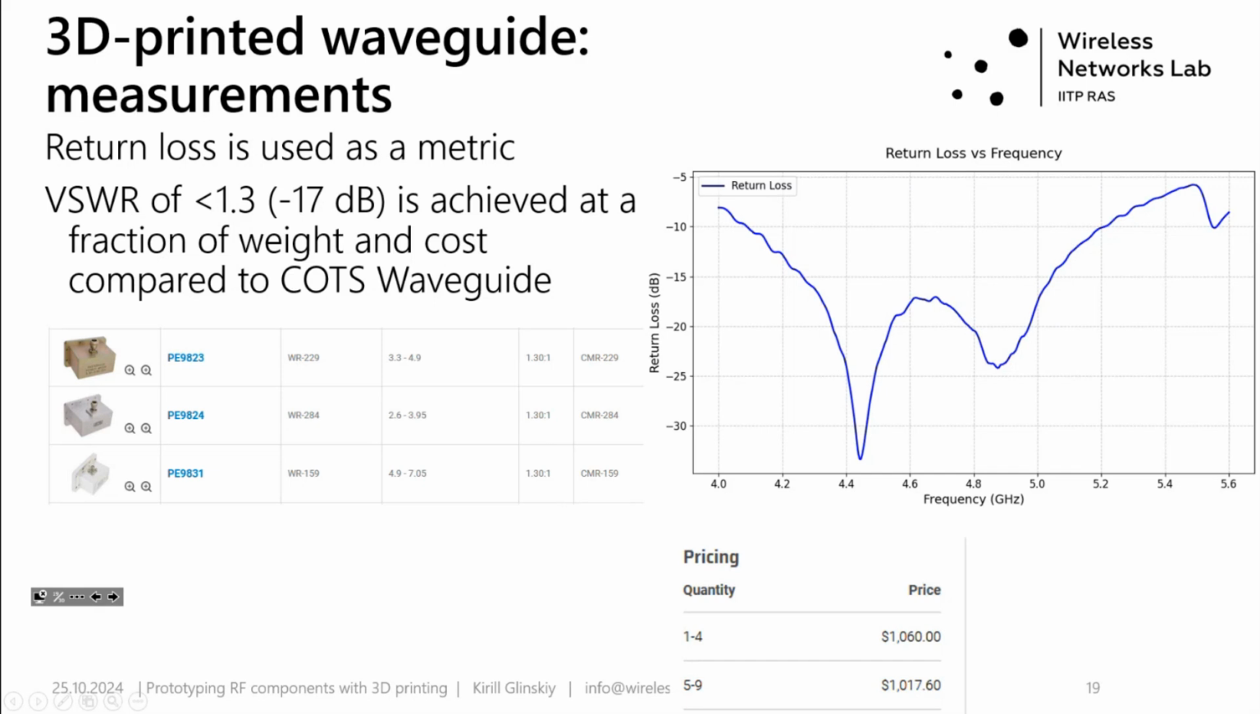They are, of course, designed for another frequency, but the standing wave ratio, which can be converted quite simply from the return loss, is 9.3 for 17 decibels. We can see that we have achieved similar results to quite expensive, fully metal waveguides from a well-respected manufacturer.